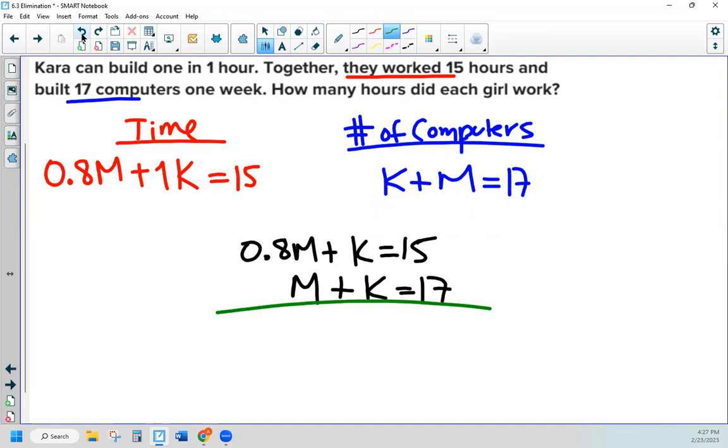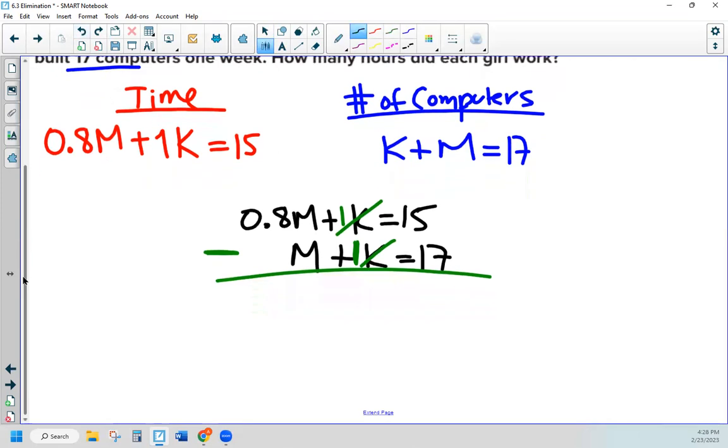Where right now I can see that my k's, my 1k's, are the numbers that we'll be able to eliminate because they're the same exact number. Do I add or subtract? The answer is subtract. 1 minus 1 becomes 0. So by subtracting these two equations, my k variables cancel out.